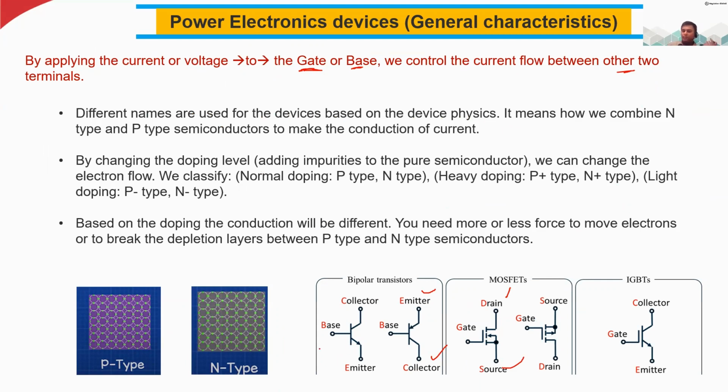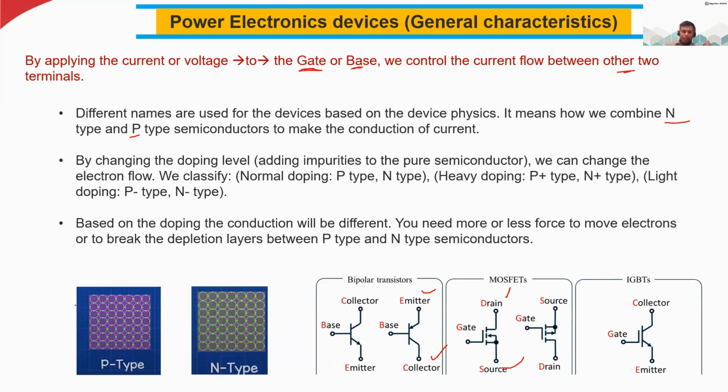Okay, so the basic principle is the same, right? I am applying voltage here and I control the current flow. Then why do I call this a BJT, this a MOSFET, and this an IGBT, instead of just using one device for everything? It really depends upon the device physics, how the device structure is built, how you fabricate this device. It means how we combine N type and P type semiconductors together to make the conduction of the current.